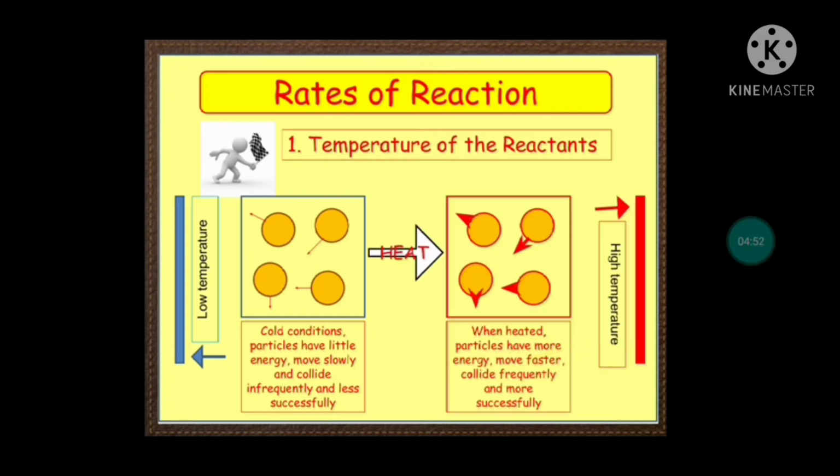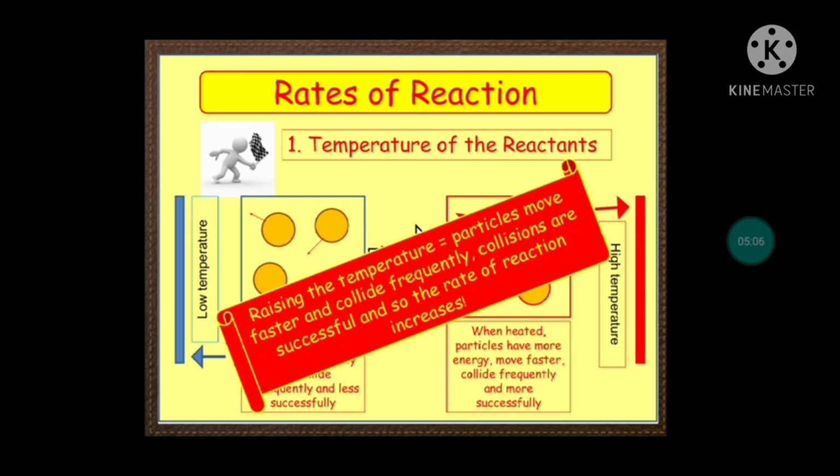Now in the next case, suppose we are heating it, providing heat and increasing its temperature. At that time particles are moving faster, they have gained energy, and they are colliding frequently and more successfully. So what will happen due to this? Because of increasing the temperature, particles move faster, collide frequently, collisions are successful, and so it will increase the rate of reaction.